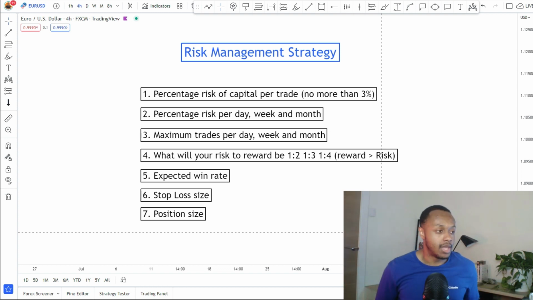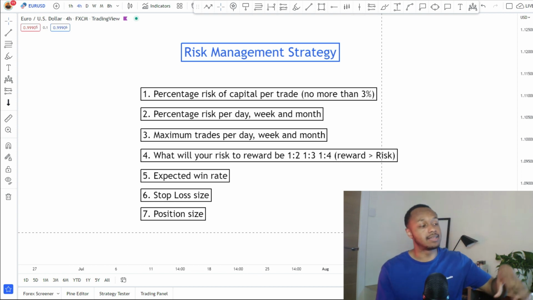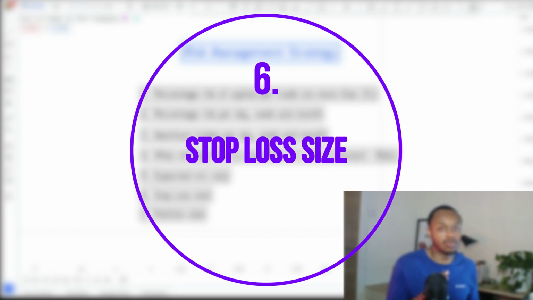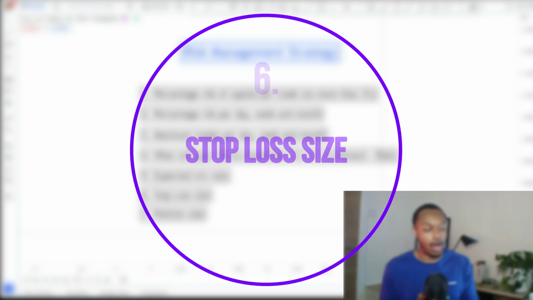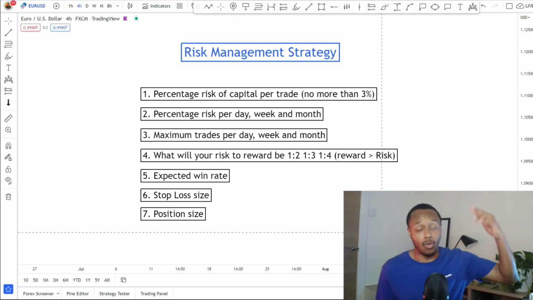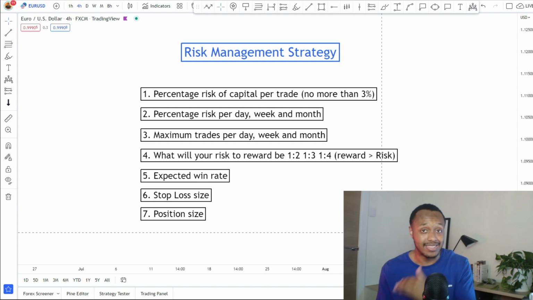So give yourself a buffer room around 10% or 5%. Stop loss size. Now this one is important, but it's also important to know what your style is as well. Because for me, for example, I don't have a predetermined exact stop loss for each trade. The way I calculate my stop loss is just based on candlesticks and where I need to place my stop loss to make sure the trade is safe.